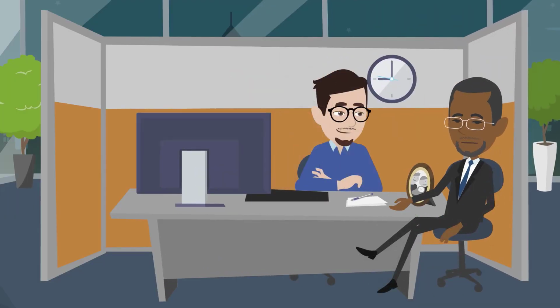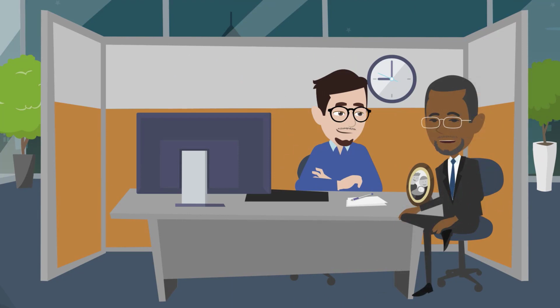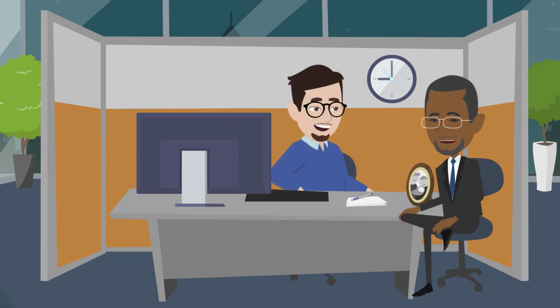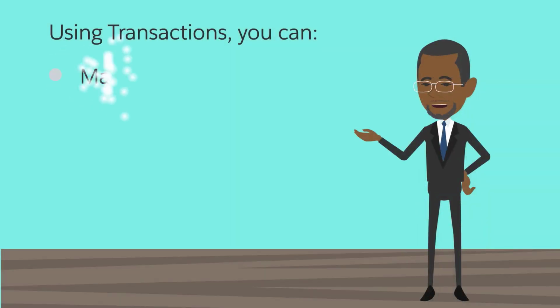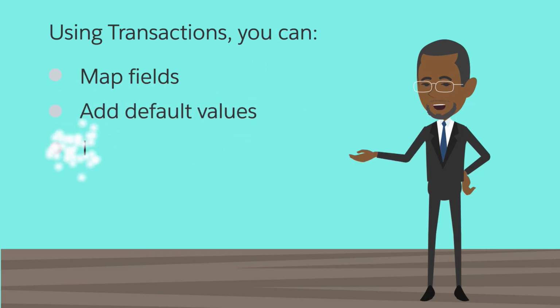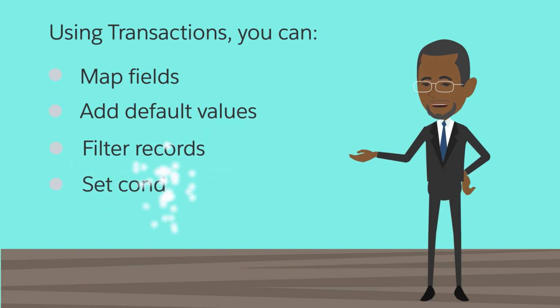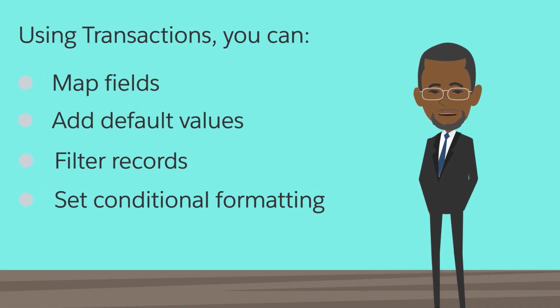We'll create a product request process that will enable you to request all the parts you need right from the work order of the upcoming installation. Using transactions, you can map fields to ensure data is captured and flows correctly, add default values, filter records, and set conditional formatting to change how the data is displayed to different service staff. The UI makes it simple to maintain and adapt processes as your business needs develop.